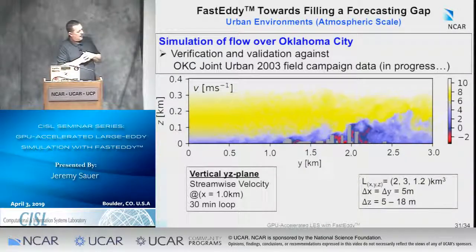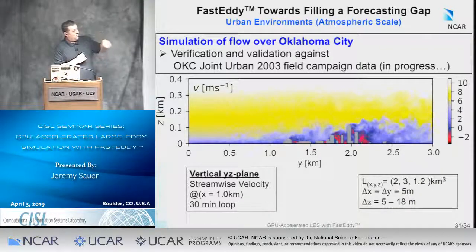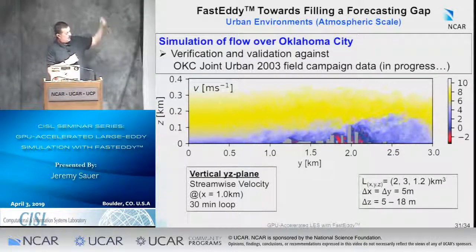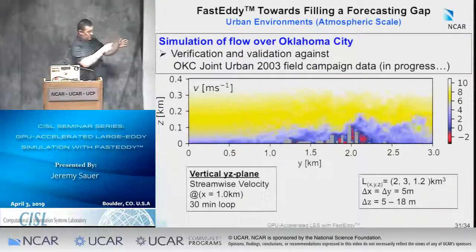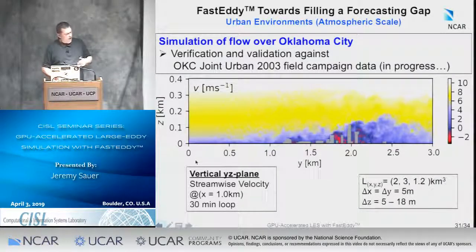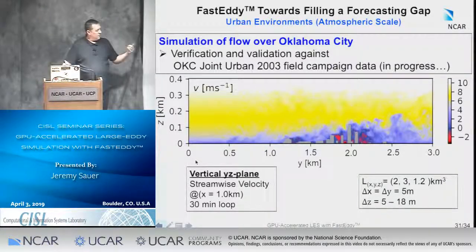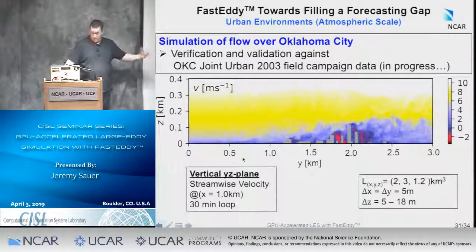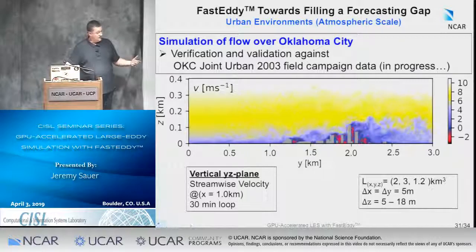What we're looking at here is a vertical YZ plane, so that's Y along the x-axis and Z along the y-axis. We're looking at streamwise velocity, so the wind's blowing left to right, and we can see in the early regions of the domain the atmospheric boundary layer develop due to the cell perturbation method. This is a limited area domain simulation.